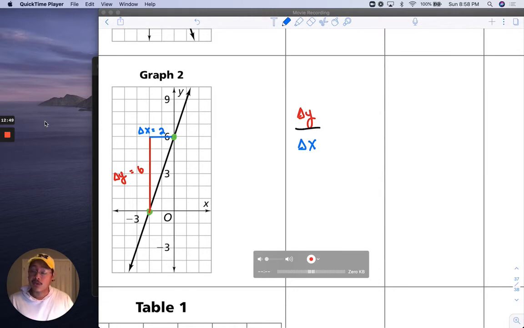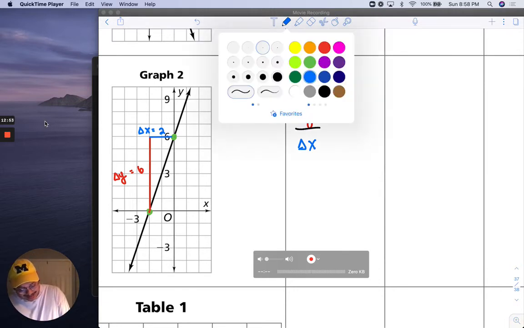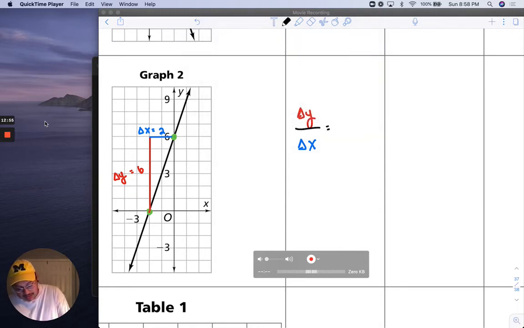Again, the order in which you write this ratio does matter, so this is important. Alrighty, and then we just substitute our values in. For change in y, we got 6. For change in x, we got 2. And then, of course, you can simplify. 6 divided by 2 gives us 3. And there we have our slope.